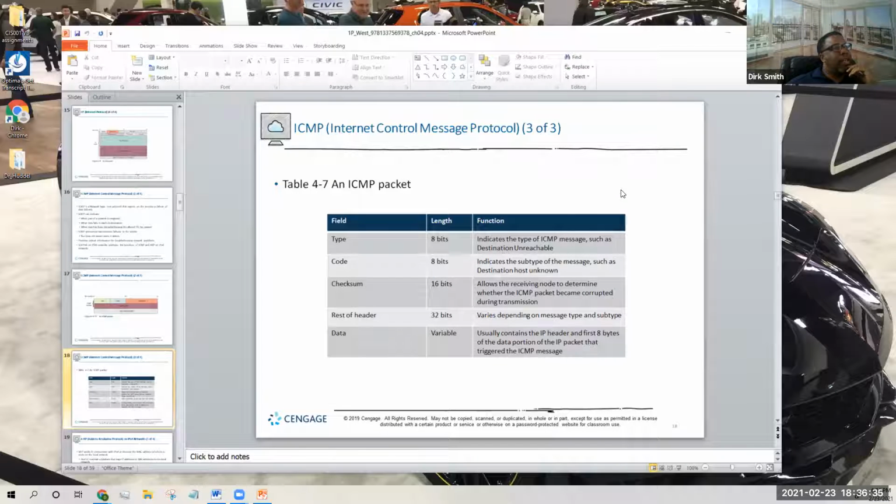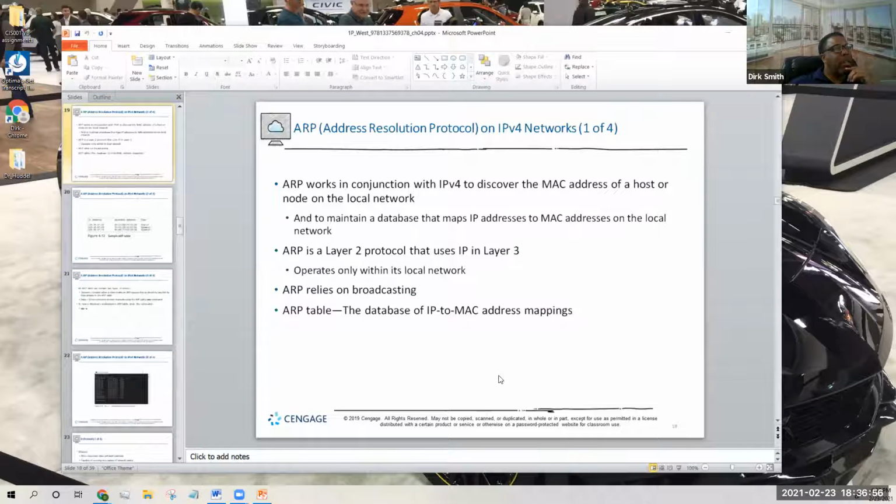So also with ICMP, tongue twister, you guys get used to saying that. This is how it's breaking down the packets. The type is 8 bits in length. The code is 8 bits. The checksum is 16 bits, and the rest of the header is 32 bits. So it just gives you a packet breakdown of how it works.